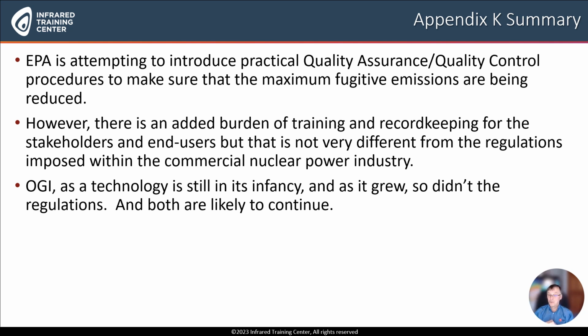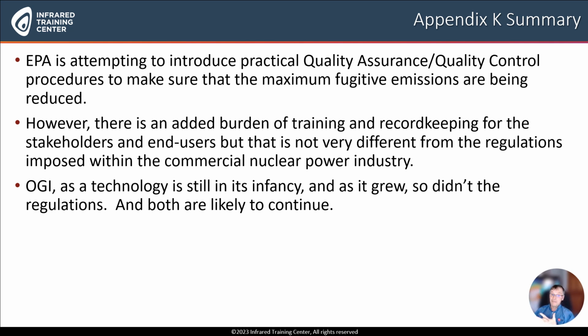However, there's a real added burden here. There's a lot of burdens here, particularly with the training and record keeping, and getting your folks up to speed and making sure everything is documented. Matter of fact, for those who are familiar with the commercial nuclear power industry, pretty much everything that the EPA is adding into Appendix K here as requirements is normal everyday practice for the nuclear power industry. The documentation of people's qualification, the continuous training, the QA, QC audits, it's all there.